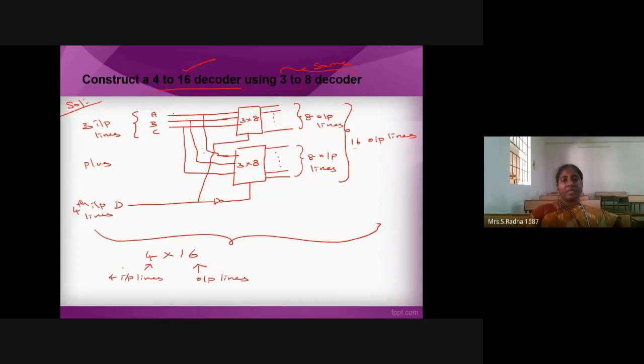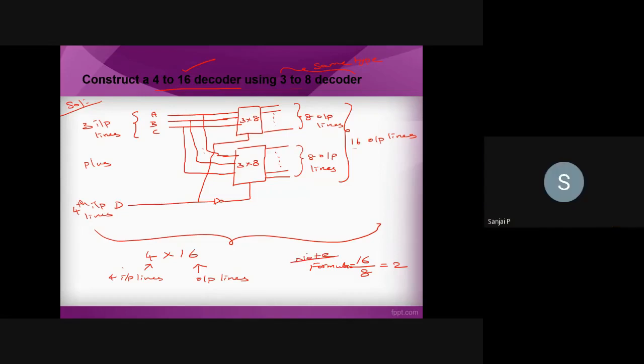Here, we are just dividing. If a formula is required, we just divide the number of required output lines by the number of existing output lines. So total number of decoders required is 2. The simple shortcut formula is total number of output lines required divided by total number of existing output lines, 16 by 8, which is nothing but 2. This is the formula when you are going to use the same type of decoders.